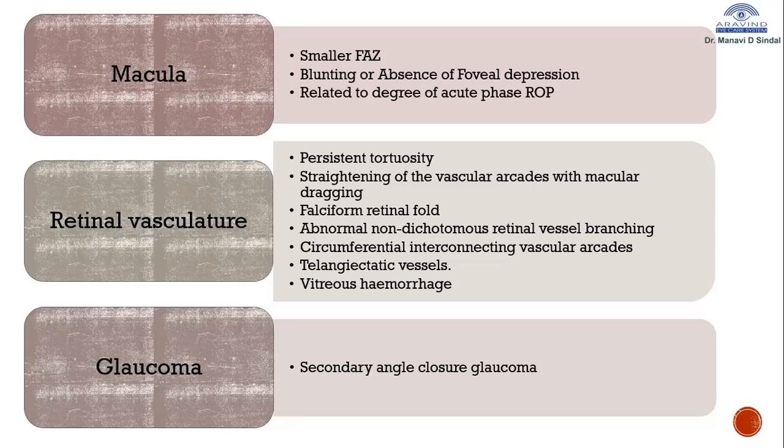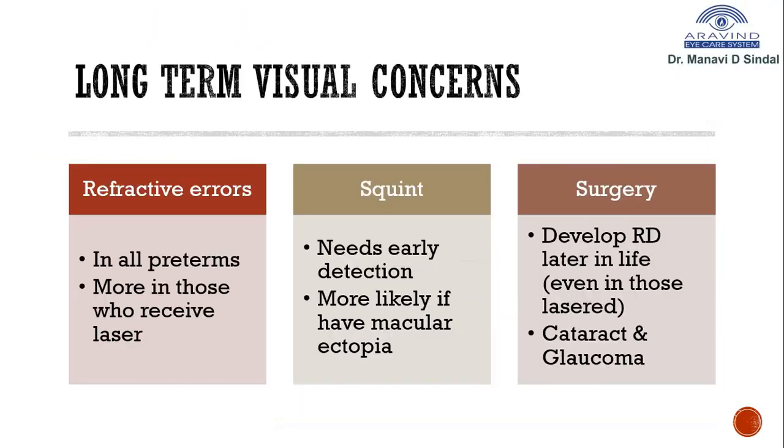There's an absence of the foveal depression, and this depends basically on how bad the ROP was to begin with. Retinal vasculature can persist to be abnormal, tortuous, with straightening of vessels. In advanced stages, when stage 3 is either treated too late or not treated, you can have falciform folds, macular and disc ectopia, and drag happening. They are also prone to develop secondary angle closure glaucoma, especially babies with significant sequelae. So that's something that needs to be monitored throughout their life.